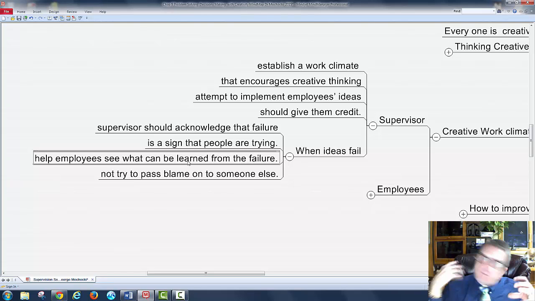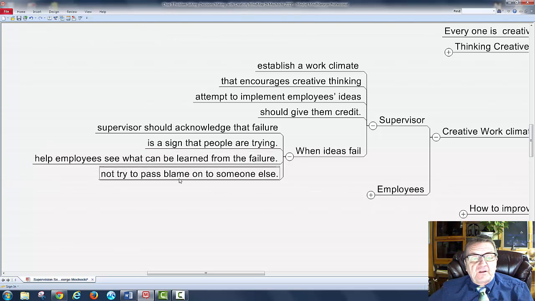Everyone that was successful failed over and over, but they didn't give up. They said, this didn't work, let's change the variable. This didn't work, change the variable. But if you're doing the same thing over and expecting different results, that's when they say you're crazy. But I'm not going to go into that. You put the same thing in there, you're going to get the same results, okay? It helps employees see they can learn from failure, and not try to pass the blame on someone else. Hey, it failed, didn't work out. We're all a team, remember?